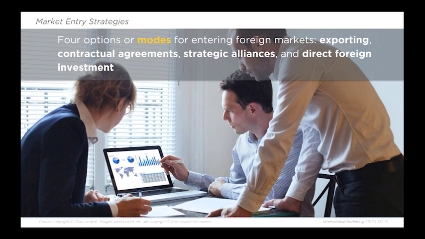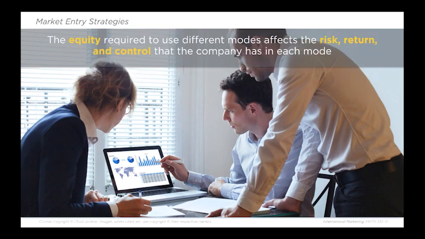And this brings us to another level of granularity. We're looking at this a little bit closer with every step. When we look at entering a market, there are four modes. These are essentially legal structures for how we want to enter the market. We can export, we can enter the market through contractual agreements, we can form strategic alliances, and we can do direct foreign investment. Ultimately, the question about these has to do with the equity of the players.